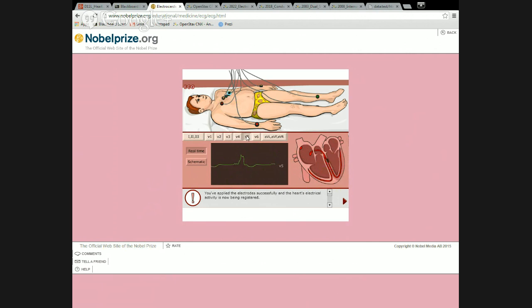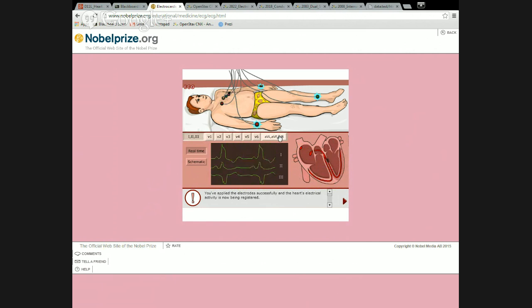Now, all of the leads have P, Q, R, S, and T waves. They just look very different from what we're used to thinking of. And what we're used to thinking of is the standard lead 2. Okay. So, sure, we see events in 1 and 3 and all these other leads, but they're nowhere close to the shape that we talked about earlier, because those aren't the leads that we think about.